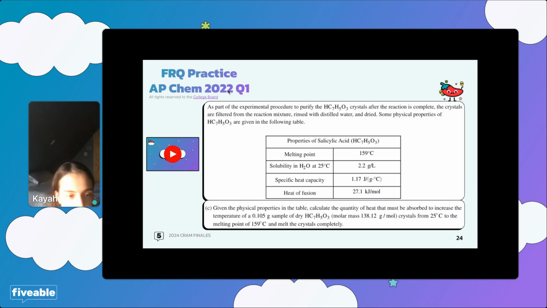So now, with all that information, what they want you to find is, given the physical properties in the table, calculate the quantity of heat that must be absorbed to increase the temperature of a 0.105 gram sample of dry HC7H5O3 crystals, with a molar mass of 138.12 grams per mole, from 25 degrees Celsius to the melting point of 159 degrees Celsius and melt the crystals completely.